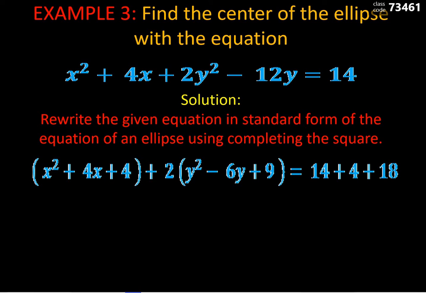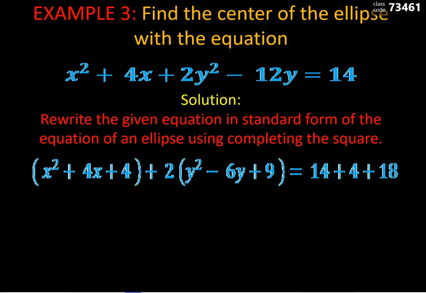So in here, you are going to group 2y squared minus 12y. But we need to express that in y squared. The common factor between them is 2. So it will be 2 times (y squared minus 6y). And take half of -6, which is -3, and square that, which is 9.